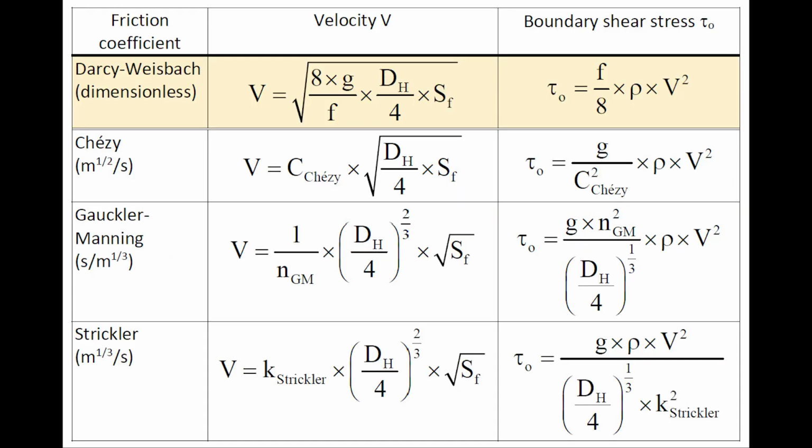This table here illustrates the expression of the velocity and boundary shear stress as a function of the Darcy-Weisbach friction factor, which is the most correct way to approach the problem, and shown also for comparison when one uses Chézy, Gauckler-Manning, or Strickler friction coefficients.